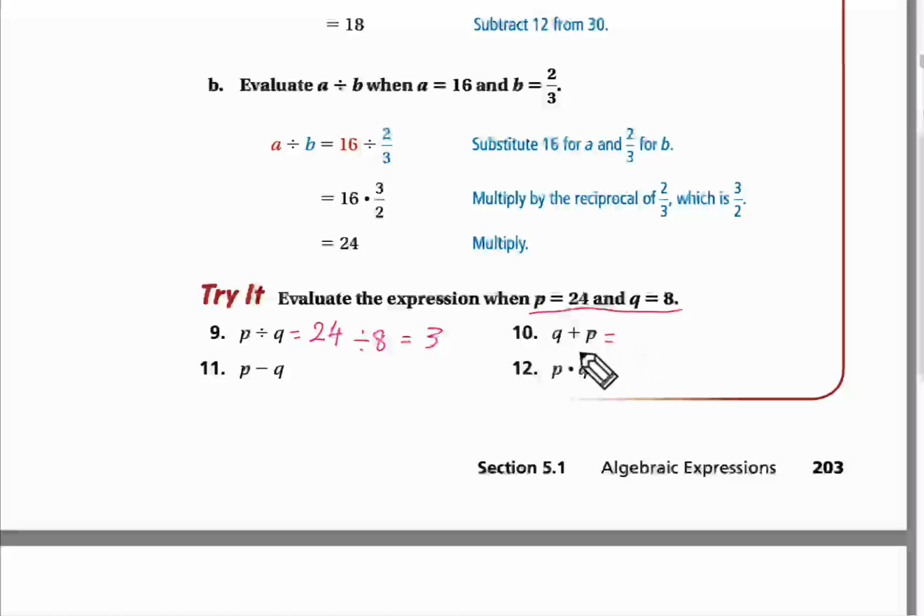Question number 10. q plus p. Quickly, Omar. Yes, Omar, go ahead. 42. What is the value of q? Eight. Plus q and plus p. p is 24, so plus 24. Now do the calculations. 8 plus 24.